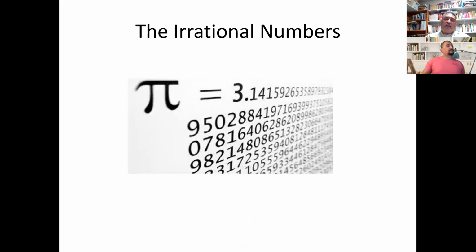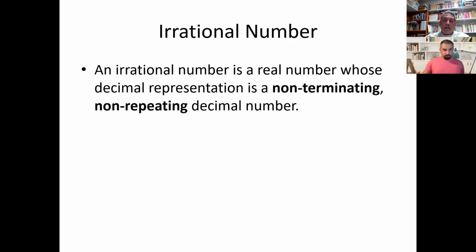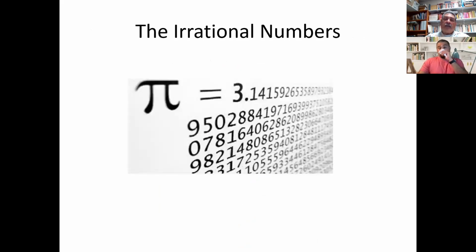Now, the irrational numbers are decimal numbers that keep going, like the number pi. An irrational number is a real number whose decimal representation is non-terminating and non-repeating, like pi. It's not that the number keeps repeating. I mean, there's a repetition of numbers, but not in the same pattern. It's just random.